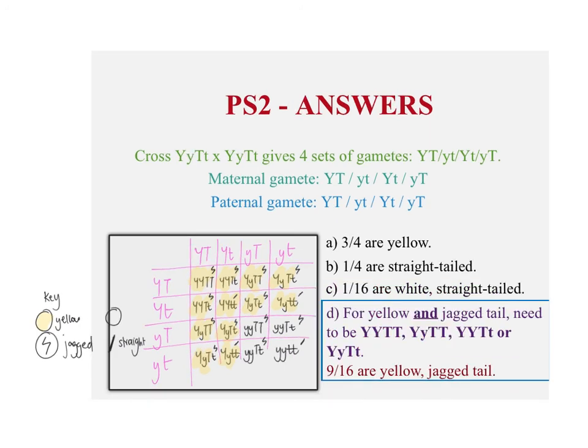Okay, and the last is how many are yellow and have a jagged tail. And now this is the bit where it comes in handy, having that key already done, the labelling of my phenotypes already done, because I can see that I've got 1, 2, 3, 4, 5, 6, 7, 8, 9 yellow jagged tail offspring. And I can't simplify that, yellow jagged tail, 9 out of 16, nice and easily. I could do it as a decimal, I suppose, but the question specifically asked for a fraction.